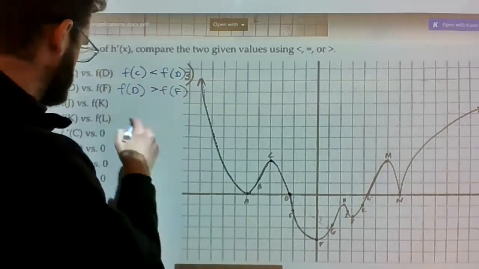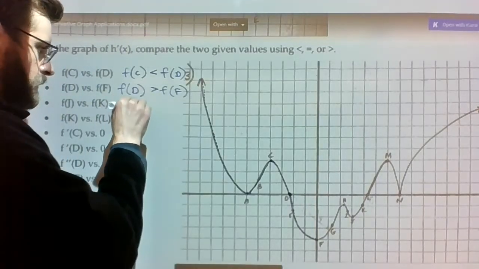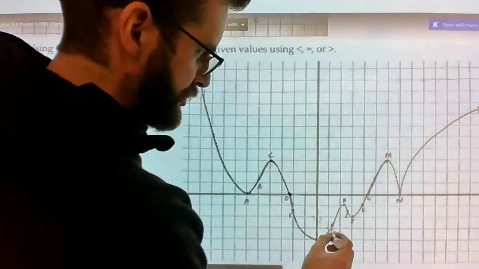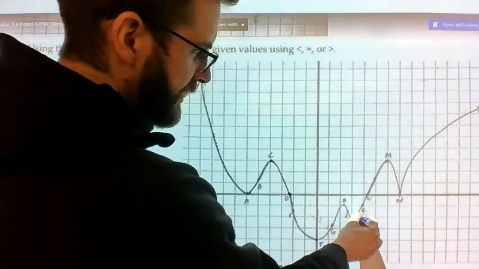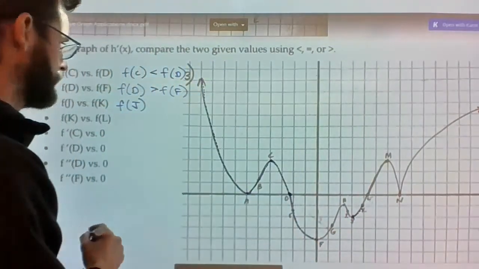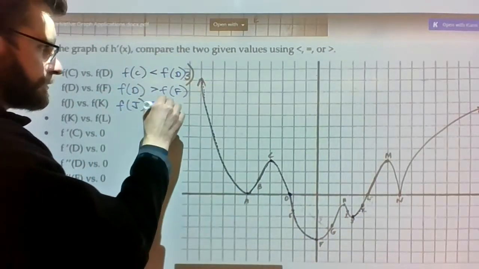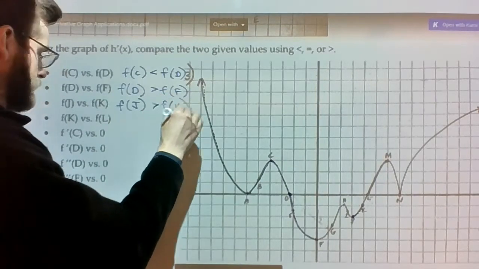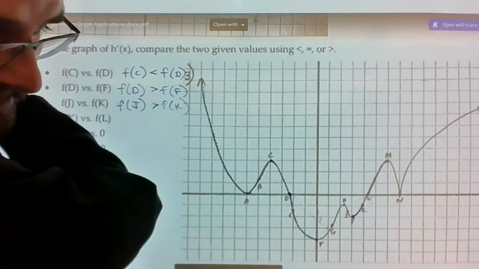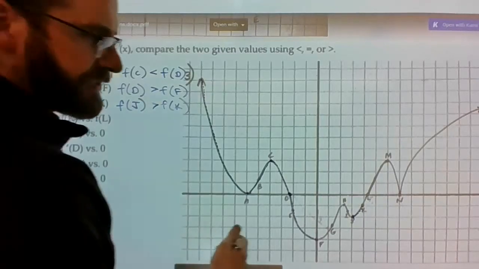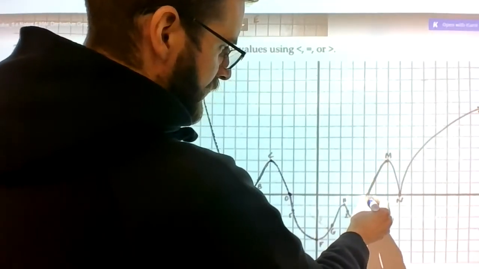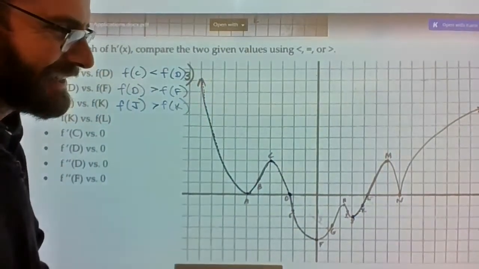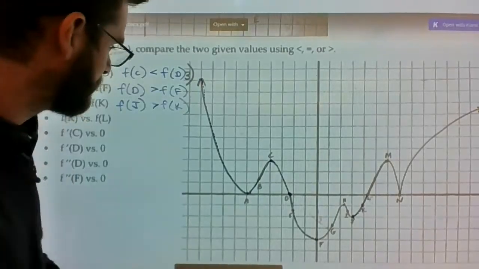J versus K. Where's J? Okay, I'm decreasing, still decreasing. So J is bigger than K, or f of J is bigger than f of K. K versus L. I'm decreasing. Okay. So f of K is bigger than f of L.